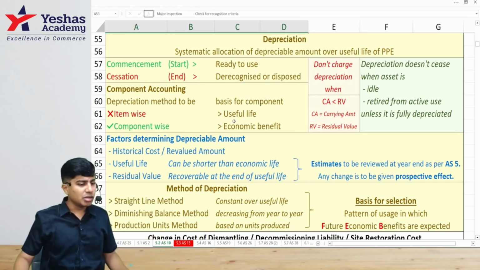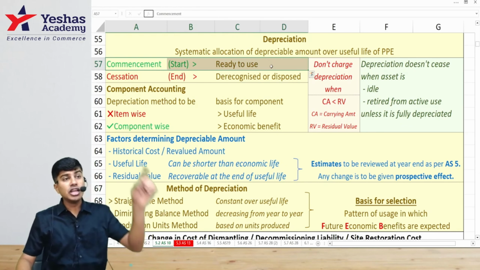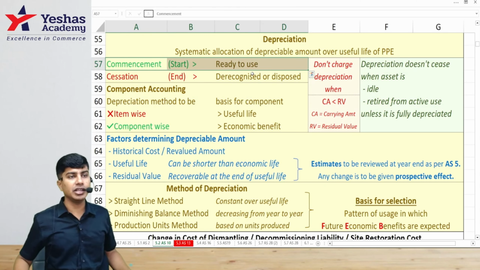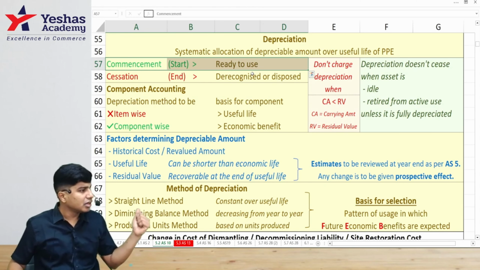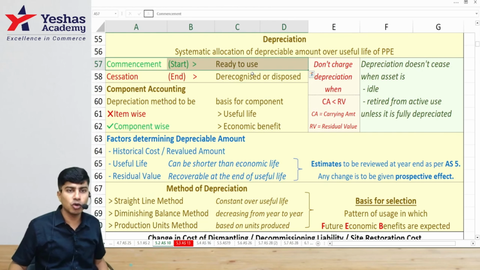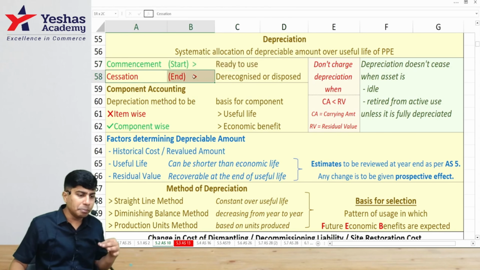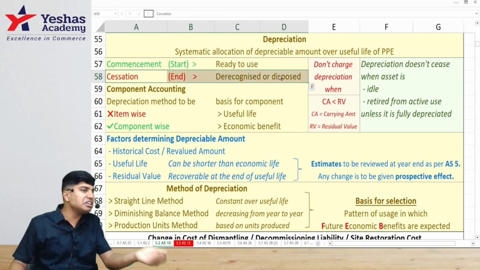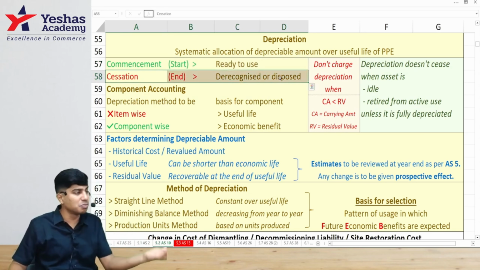Depreciation should start the moment the asset is ready to be put to use, even though we don't use it immediately. If the asset is ready in November and is actually put to use in March, we start depreciating from November. I hope you remember. And we should stop depreciating when the asset is derecognized or disposed.